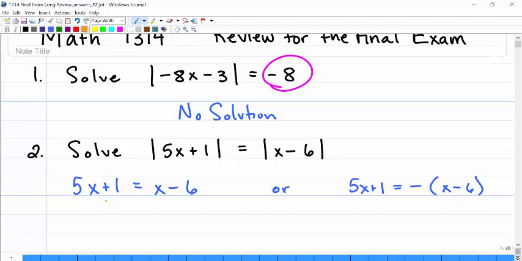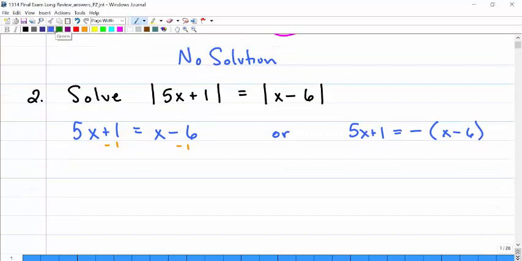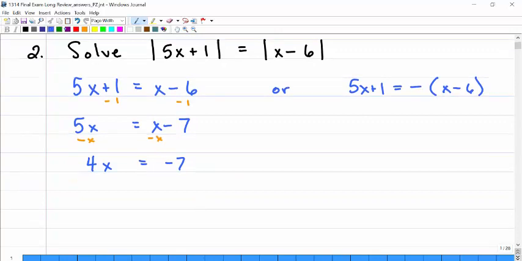The one on the left, I need to subtract 1 from both sides, and I get 5x equals x minus 7. Now subtract x from both sides. I get 4x equals negative 7. Divide both sides by 4. And I have x equals negative 7/4. That's one solution.